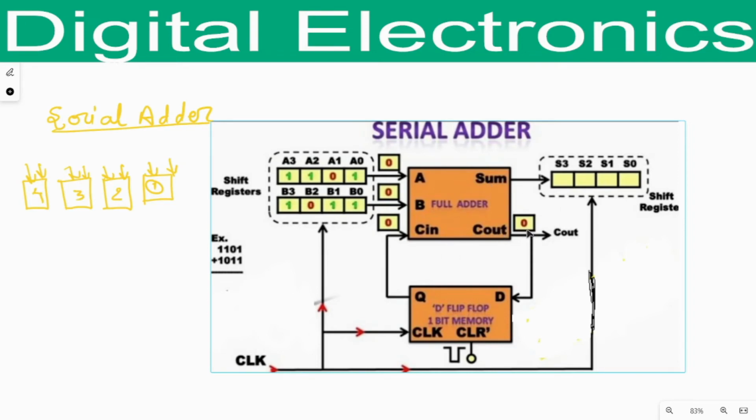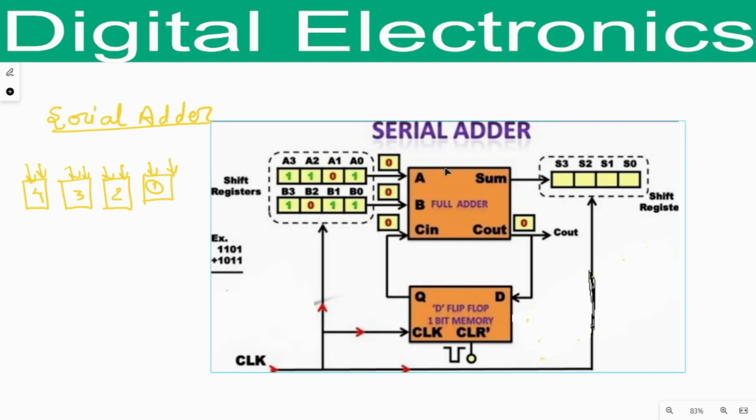Okay, so this carry will be stored in this flip-flop, but it is not reflected here. So when this carry is reflected here: in second clock pulse, when A1 and B1 are provided as an input to the full adder, at the same time when the clock is provided to the D flip-flop, at that time the previous carry that is stored in this flip-flop will be reflected here.